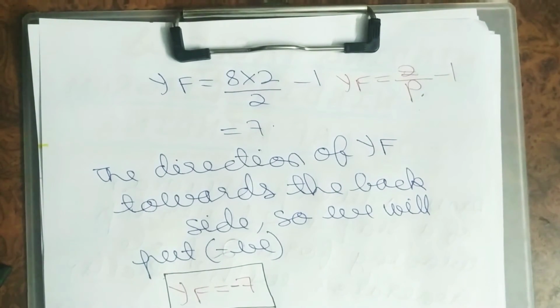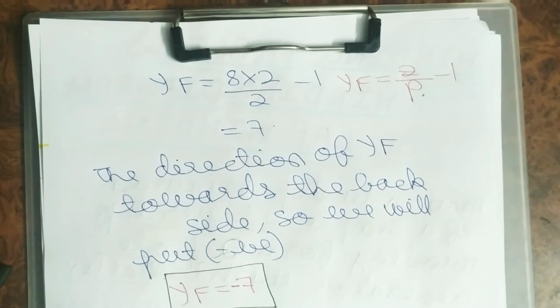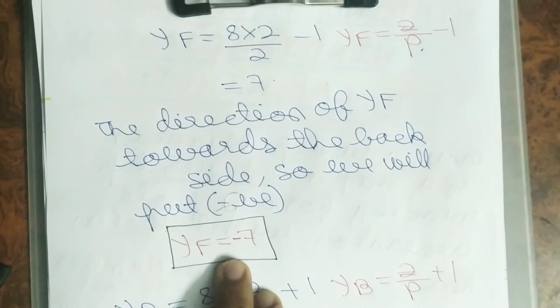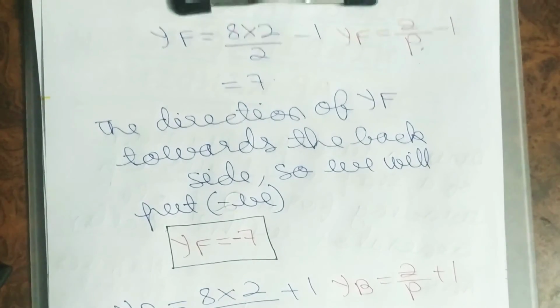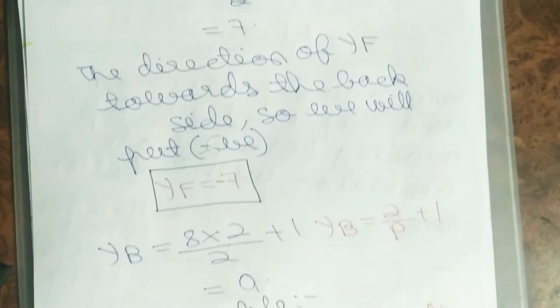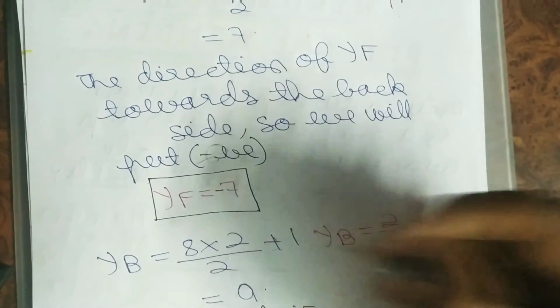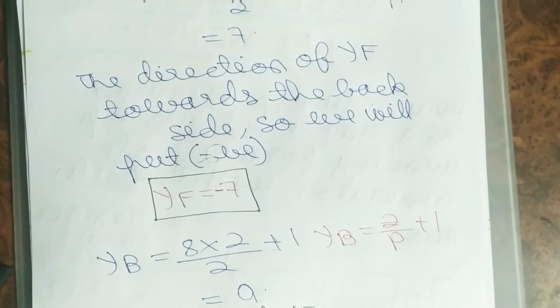So 7, and the direction of YF, meaning the direction of the front connection, is towards the back side. When we draw the connection, we will show you. So for that we have to put a minus sign before the value for front connection. So YF will become minus 7. And similarly for the back connection, the formula is Z by P plus 1, so it will become 9.